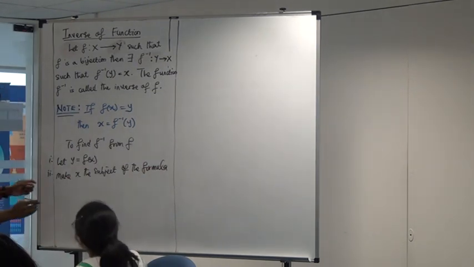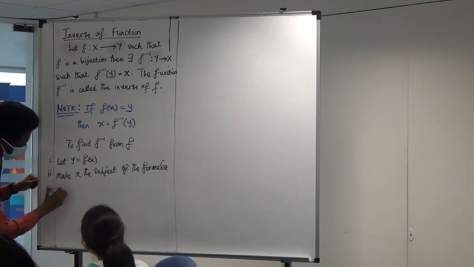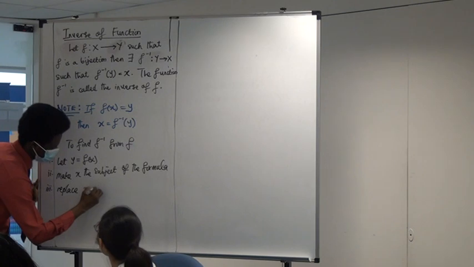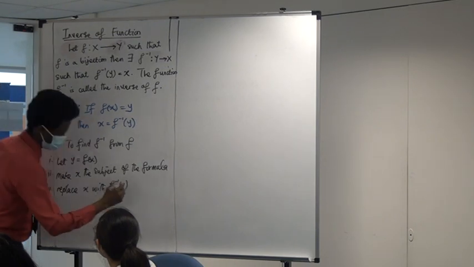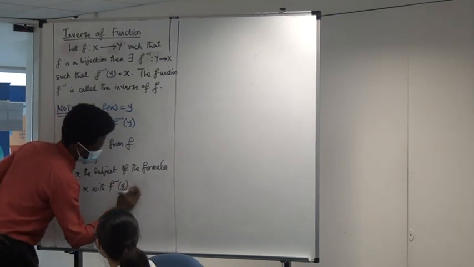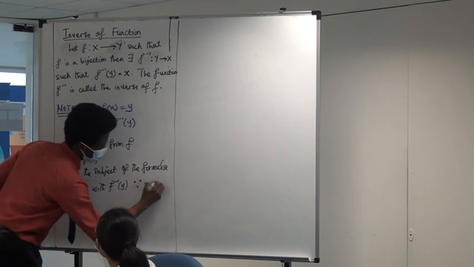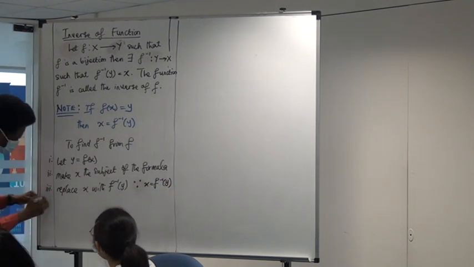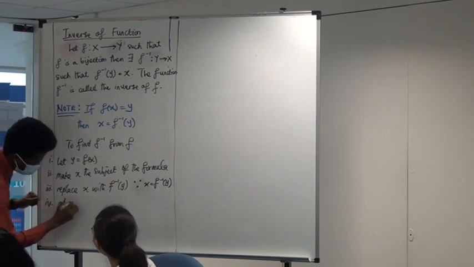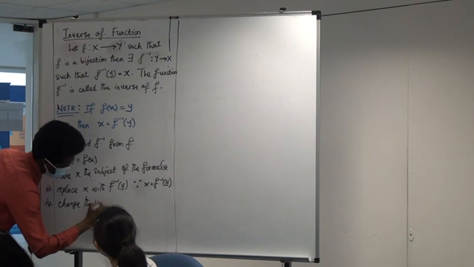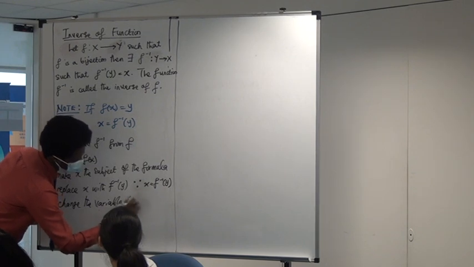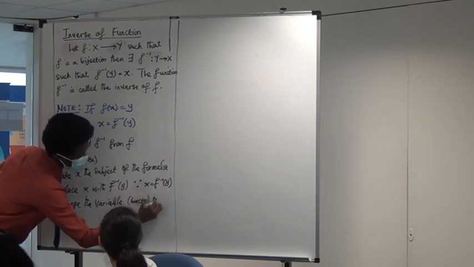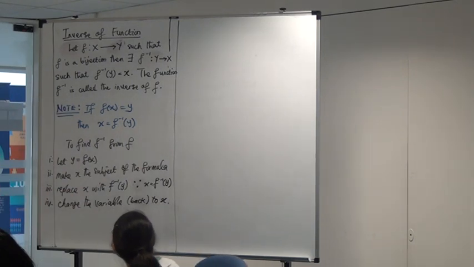Once we make x the subject of the formula, then we replace x with f inverse of y. Where does that come from? From here, since x is equal to f inverse of y. I'll show you. And finally, we just change the variable back to x. This is the summary of what to do.